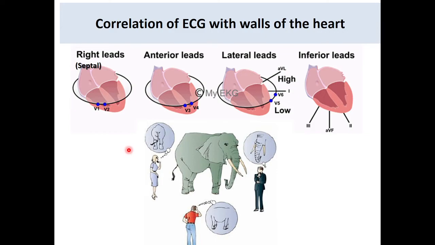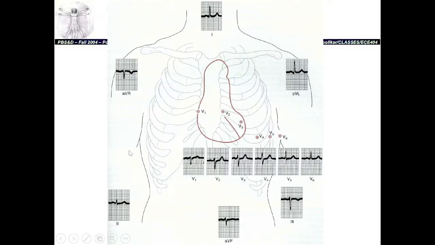So this is the importance or significance of the presence of 12 leads. Let's look at it again. This is lead 1 here, AVR. This is AVL. V5, V6. These are all lateral leads. 2, 3, AVF. They are inferior leads. And we have V3, V4, anterior leads. V1, V2, septal ones.